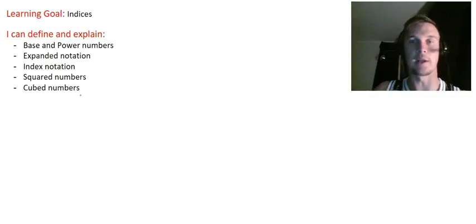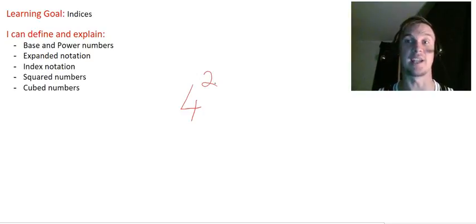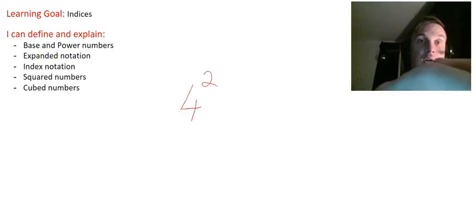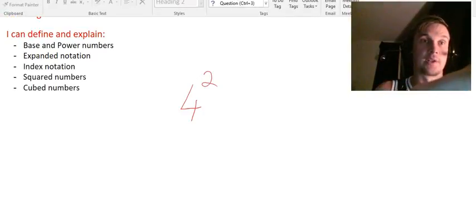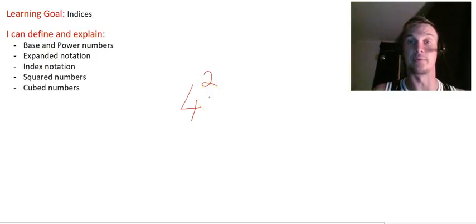So I'm just going to write a quick question down, and one that we probably get all the time. Let's just say that we have this right here, and this is what we call an index number. It's important that we first define what this means. So I'm going to get my blue pen here. Now we've got a big number, which is a 4, and then a little number, which is a 2. It's important that we identify what the two different parts are.